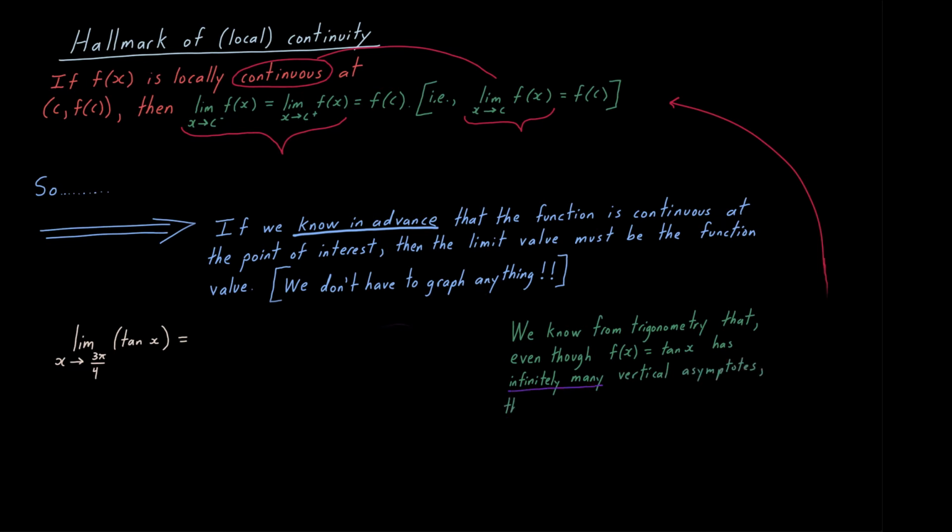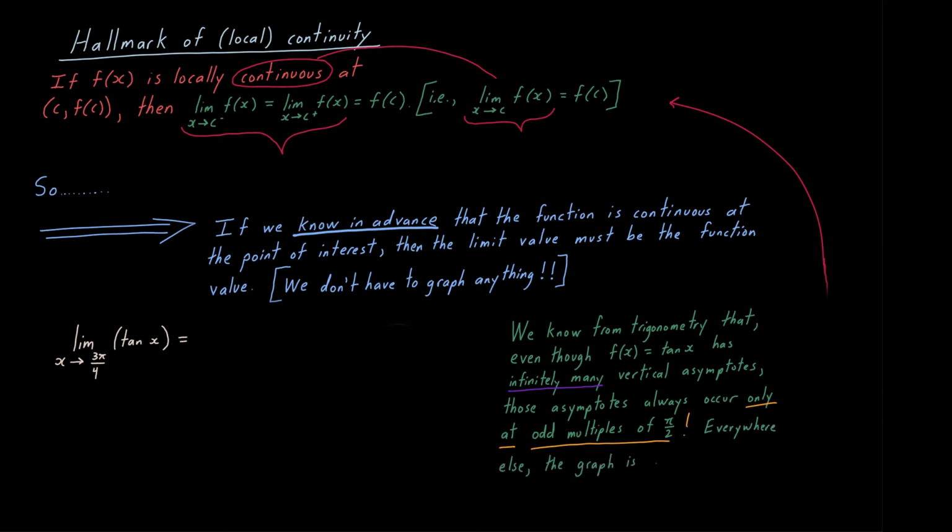Again, we know that from trigonometry. Odd multiples of pi over 2. Everywhere else, for any other x-coordinate, the graph will be continuous at that x-coordinate. Left limit will equal right limit will equal function value. Now, is 3 pi over 4 an odd multiple of pi over 2?